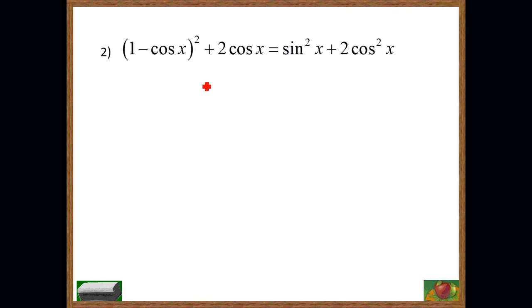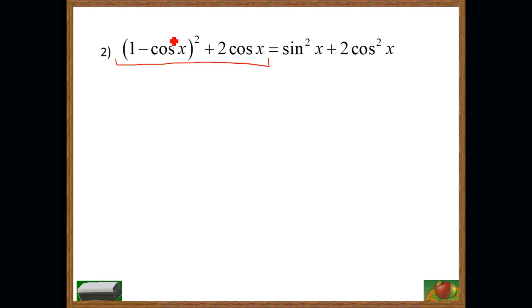What if we have (1 minus cosine x) squared, plus 2 cosine x, and we want to make sure that it's equivalent to sine squared x plus 2 cosine squared x? Well, I'm going to start on the more complicated side, ladies and gents. That'd be this side over here, right? There's a lot going on over there. We got a lot of terms. We got a bunch of squaring.